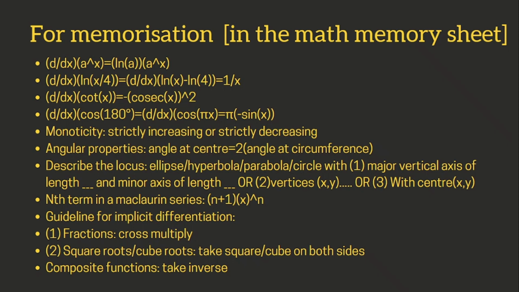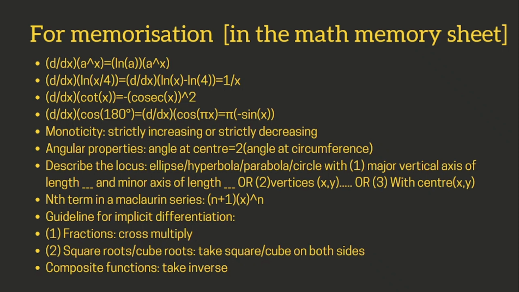Then you just need to state the major axis of whatever length, minor axis of whatever length, or you can write the vertices, which are basically the extreme right or the extreme left or the extreme top or the extreme bottom points, or the center. Basically, put all the information you know about whatever curve you have into your answer. Then for the nth term in a Maclaurin series, it's just n plus 1 times x to the power of n.